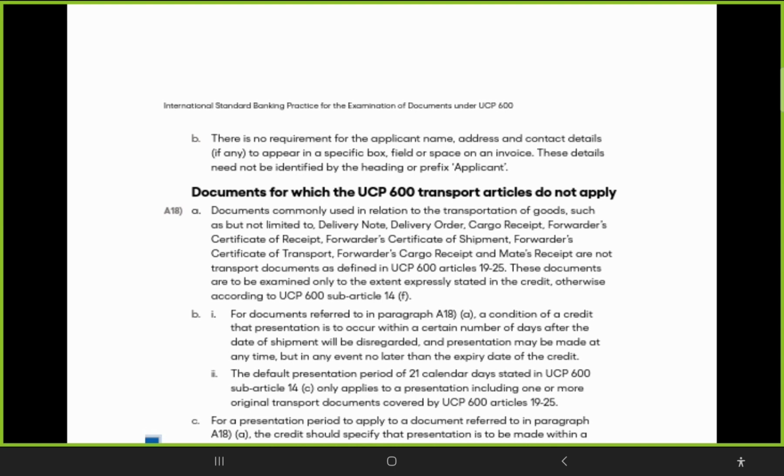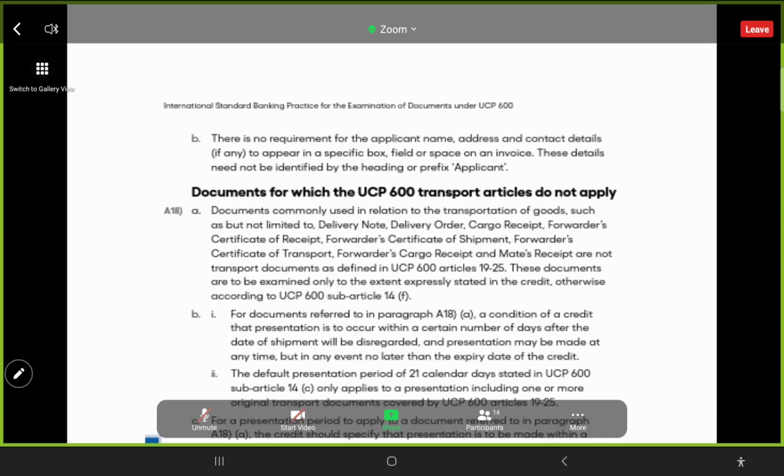Documents for which the UCP 600 transport articles do not apply. Documents commonly used in relation to the transportation of goods, such as but not limited to delivery note, delivery order, cargo receipt, forwarder certificate of receipt, forwarder certificate of shipment, forwarder certificate of transport, forwarder's cargo receipt, and mate's receipt are not transport documents as defined in UCP 600 Articles 19 to 25. These documents are to be examined only to the extent expressly stated in the credit, otherwise according to UCP Article 14(f).